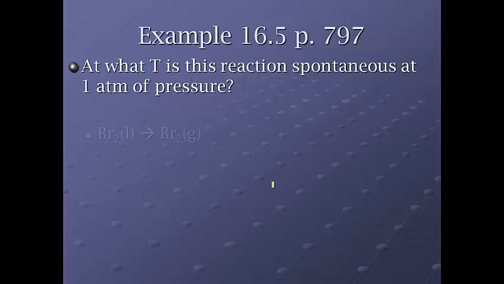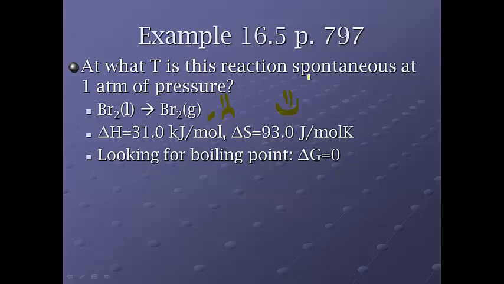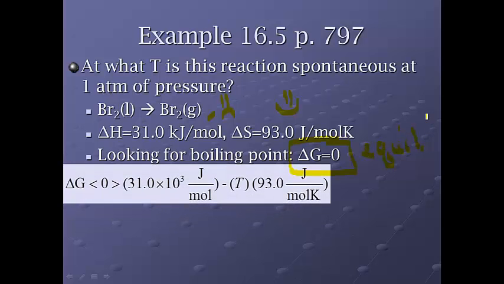Okay, at what temperature is this reaction spontaneous at 1 atm of pressure? This is liquid bromine going to gaseous bromine. So in essence, you're trying to figure out the boiling point. Your delta H for the reaction is 31.0 kilojoules per mole. Okay, that's endothermic, so that's not so great. Delta S here is positive, so that is great. So we're looking for the boiling point, when delta G is equal to 0, because it's at equilibrium. Okay, so we're just going to set up an equality.